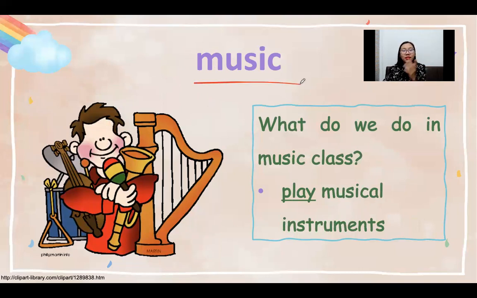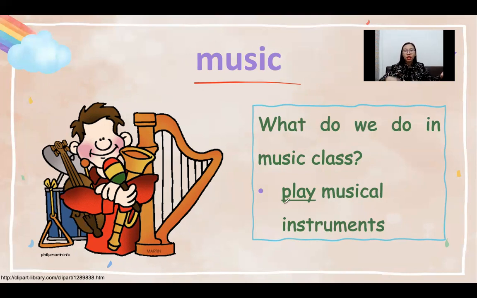Music. What is music? What is music subject? Yes, that is correct. All right. So what do we do in music class? What do we do? We sleep? Oh no. All right. So we learn how to play musical instruments. Okay? We play musical instruments.